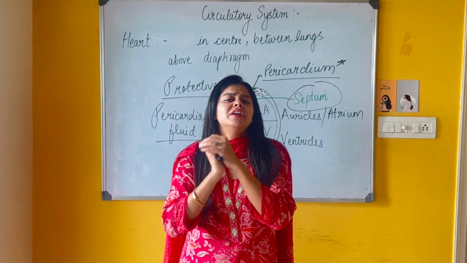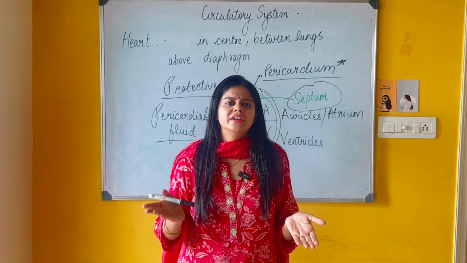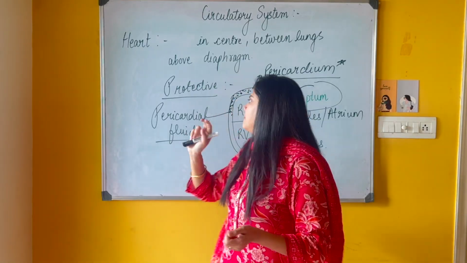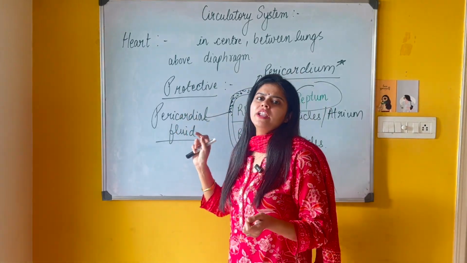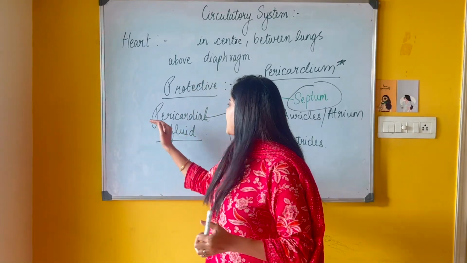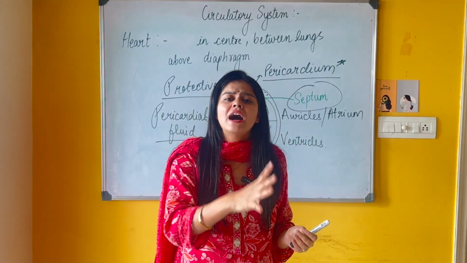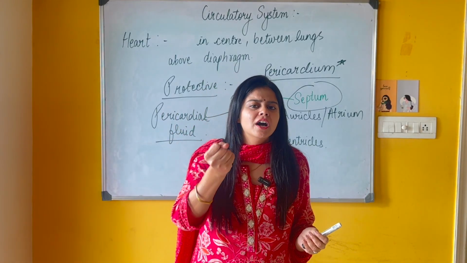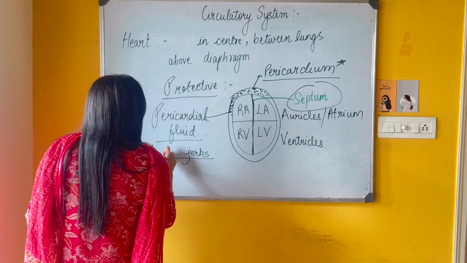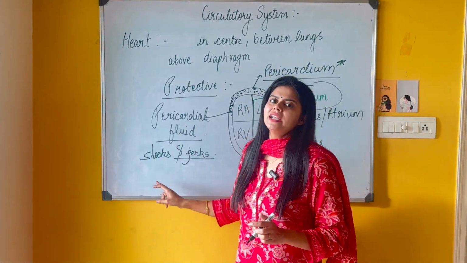What is the protective covering of the heart in your body? Pericardium, double layered membranous structure. In pericardium there is a fluid present. What's the name of that fluid? Pericardial fluid. And what is the function of pericardial fluid? It is a very very important question. Pericardial fluid absorbs shock. It protects your heart by absorbing shocks and jerks. So what is the function of pericardial fluid? Pericardial fluid absorbs shocks and jerks and protects our heart.